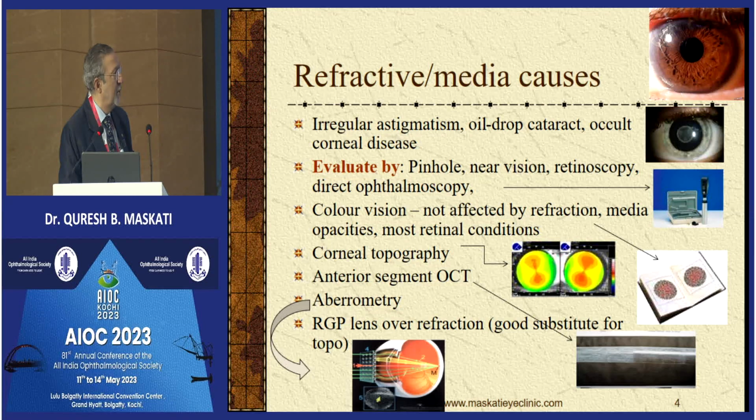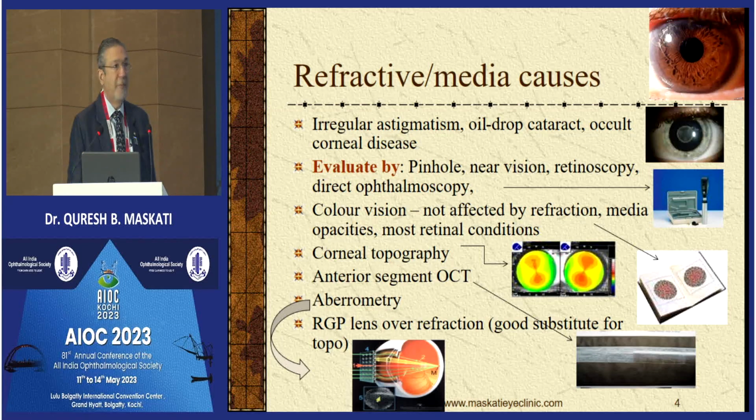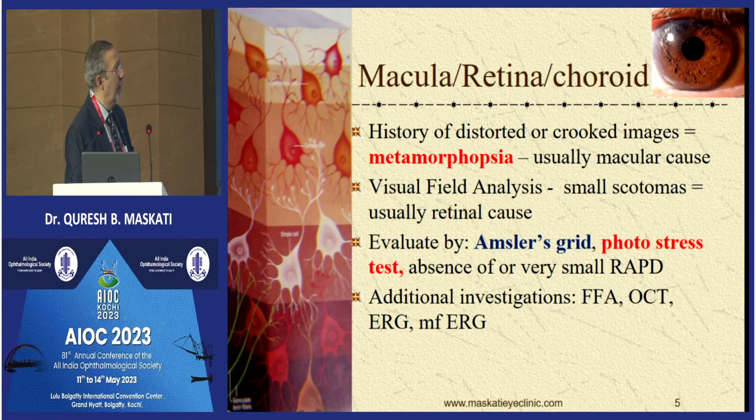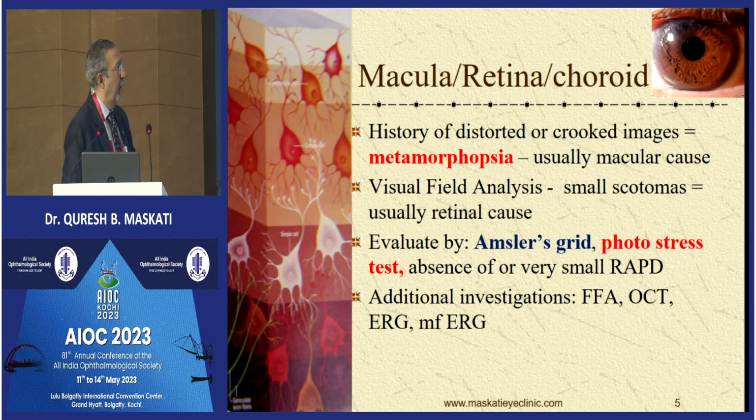If you have a lens practice and you do an RGP lens over-refraction, that means the patient with the best refraction is seeing only 6/18, and you put an RGP lens or a semi-soft lens and he sees 6/9, again you're eliminating the astigmatism there. So it's a good substitute to at least pinpoint the location of the lesion. What about if the lesion is at the back, in the retina or the choroid? A dead giveaway is metamorphopsia.